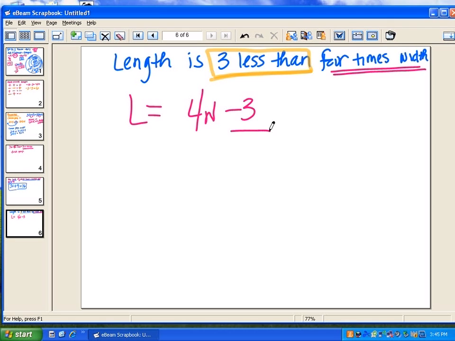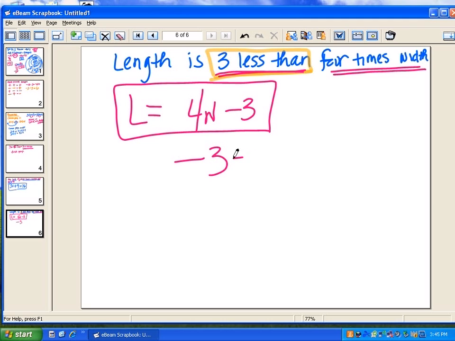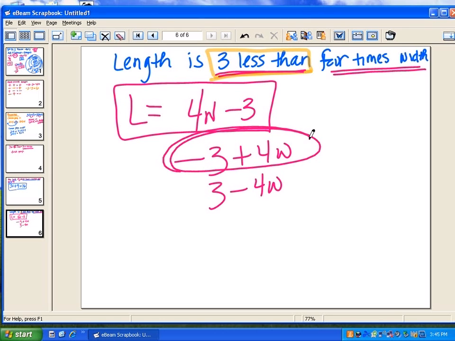Okay? And so using those words and reading them carefully, and I have to tell you, this one, the less than, most of you write it as minus 3 plus 4w. Or you do 3 minus 4w. And although this one works out algebraically as correct, it should be written like this. But this is what most of you are writing, and it's wrong. Okay, so you have to remember to convert them correctly.